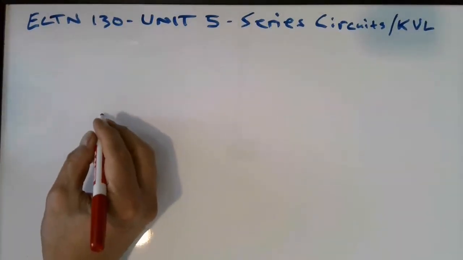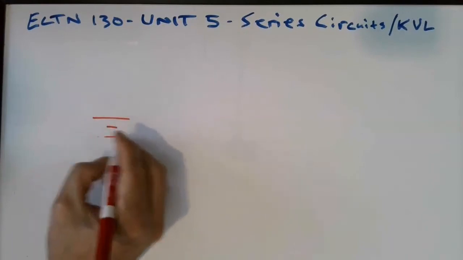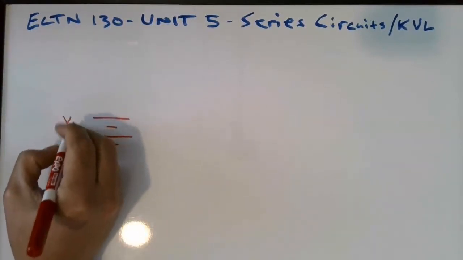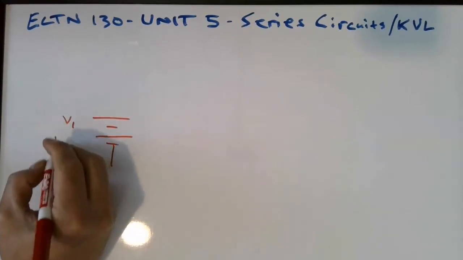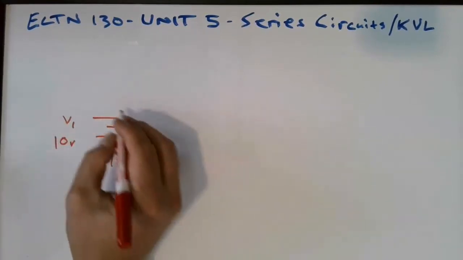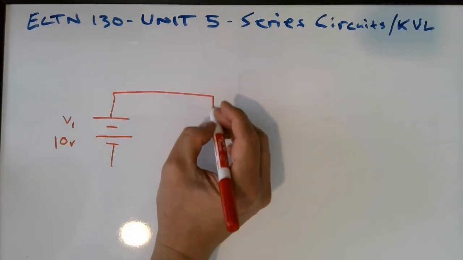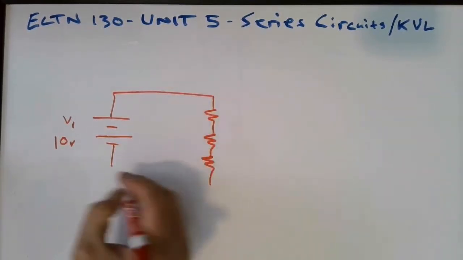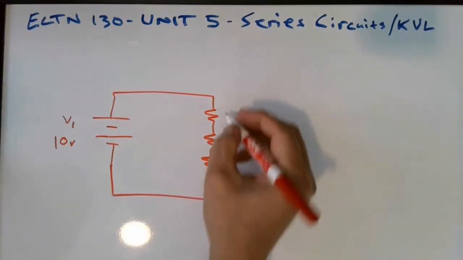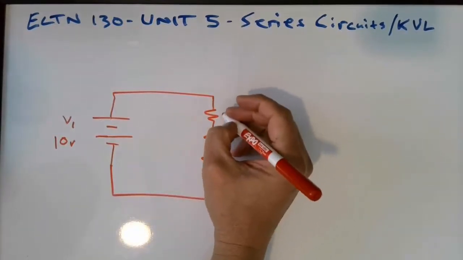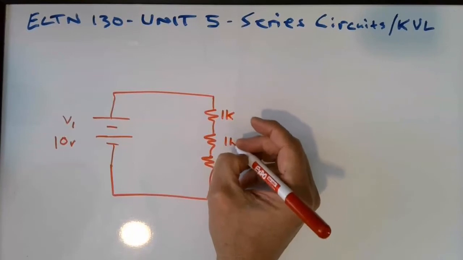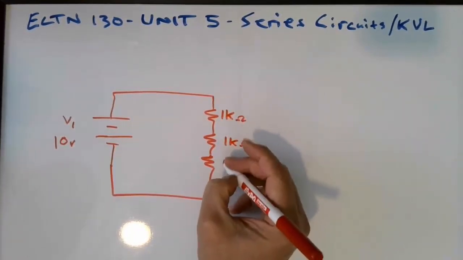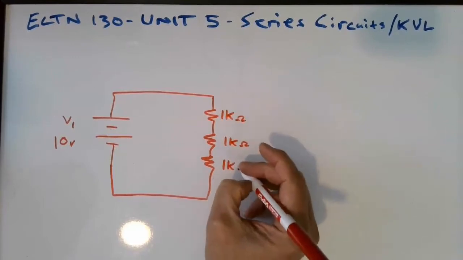When we have a series circuit, for example, we have a power source here. I'll call it V1, and let's say it's 10 volts. And we have some resistors connected here. Now let's say these are all the same value. So we have, for example, a 1 k ohm resistor here, a 1 k ohm resistor, and a third 1 k ohm resistor.